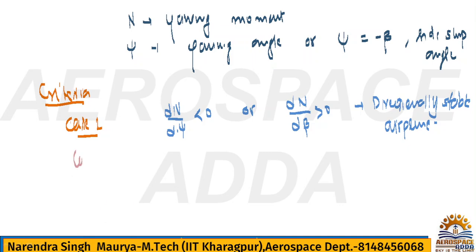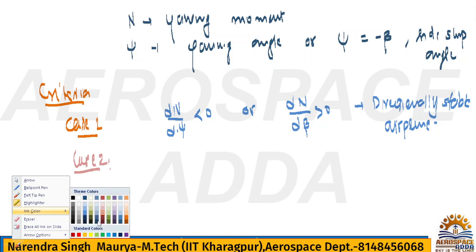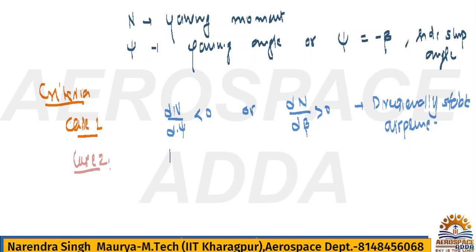Similarly, case 2. What is case 2? Case 2 is nothing but dN by dpsi equal to 0, or the same thing you can say dN by dbeta is equal to 0. It is neutral, directionally neutral.